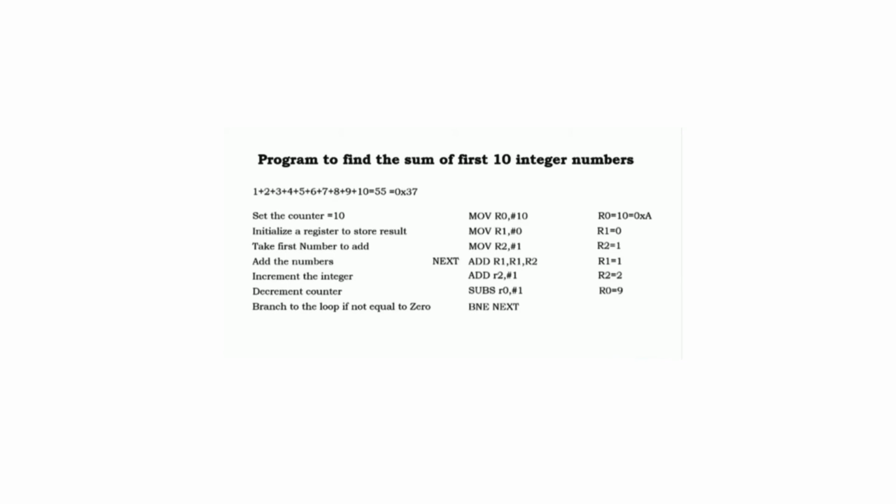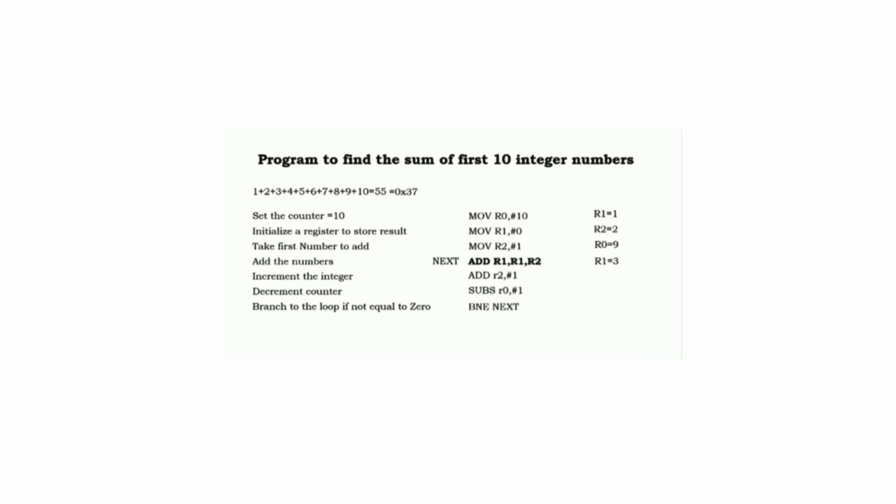So what we have in R1 is 1, and in R2 we have 2. So we will add 1 plus 2, and the result will be in R1. Previously we had R1 as 1 and R2 as 2. Now after adding, we will have the value in R1 as 3. Now we will increment the integer 2 to 3.